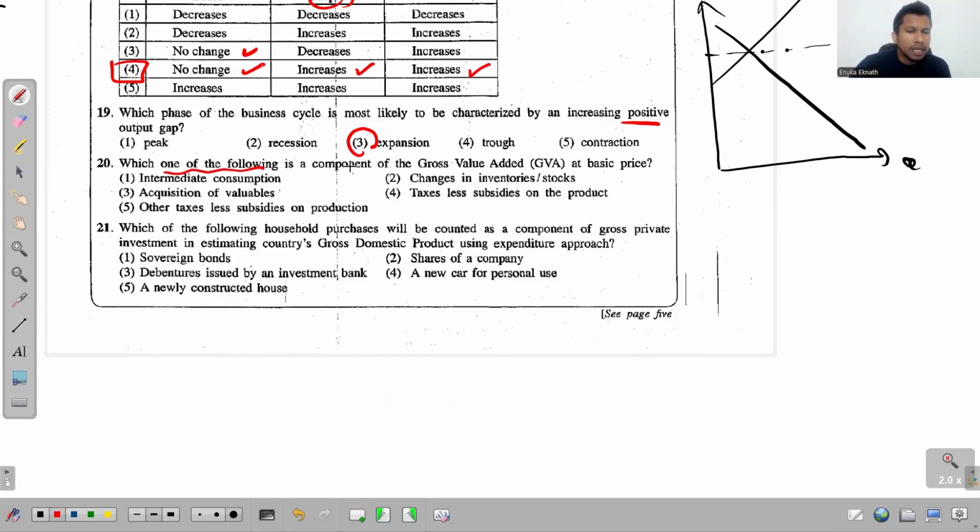Which one of the following is a component of gross value added at basic price? See, now this is very easy. If you remember the theory, that's it. So, gross value added at basic price.